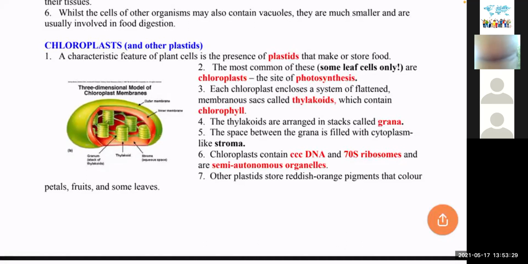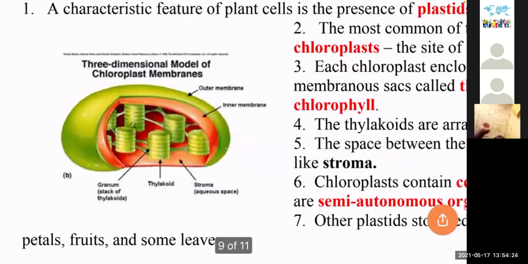So here they are saying chloroplasts: a characteristic feature of plant cells is the presence of plastids that make or store food. The most common of these, in some leaf cells only, are chloroplasts, the site of photosynthesis. So we realize that chloroplast is a site of photosynthesis in plant cells, because plant cells undergo photosynthesis. Where? Chloroplast. Each chloroplast encloses a system of flattened membranous sacs called thylakoids, which contain chlorophyll. You understand? They've even shown us that there's a structure here. Are we together?